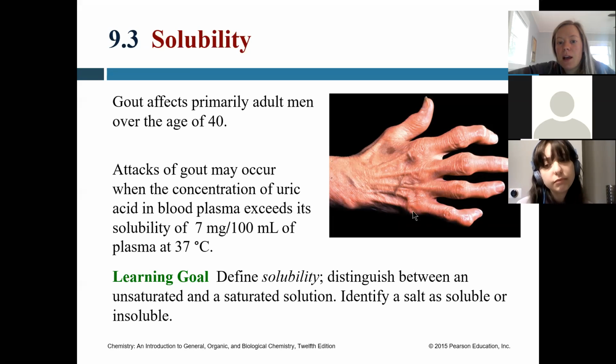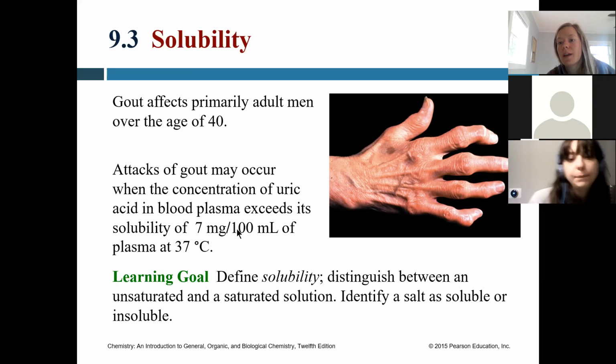Attacks of gout may occur when the concentration of the uric acid in your blood plasma exceeds the solubility. The solubility for uric acid is 7 milligrams in every 100 milliliters. That's how much our blood plasma can hold. When you exceed that, it means that it's no longer soluble. That excess can't dissolve in your plasma, so it has to deposit somewhere. That's why you get uric acid depositing in the joints.